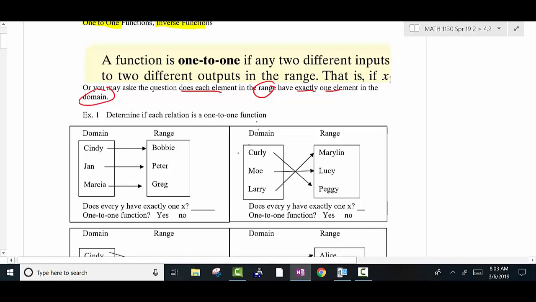So what we're going to do is look at these mapping diagrams and just see if they're one-to-one. So here's the question you ask: does every y have exactly one x? Okay, so like Bobby goes to Cindy, Peter goes to Jan, Greg goes to Marcia. So the answer to that question is yes, every y goes to exactly one x. We're doing that backwards. So that would be a one-to-one function.